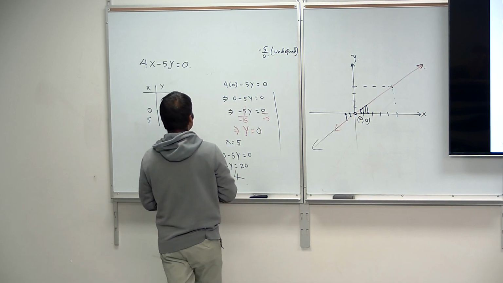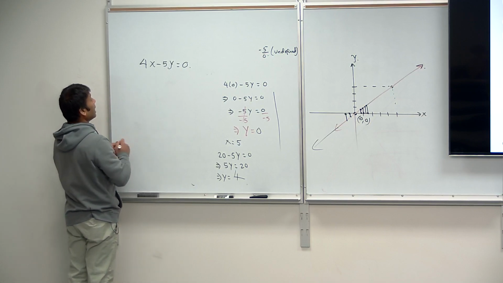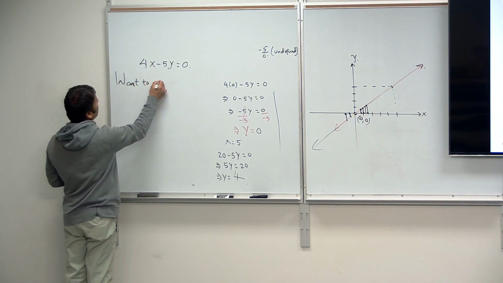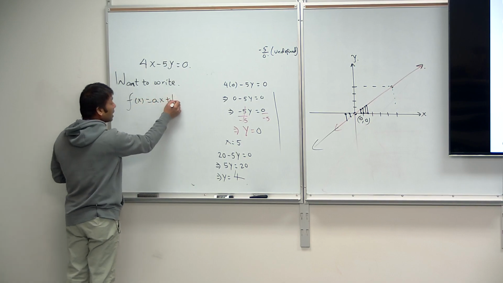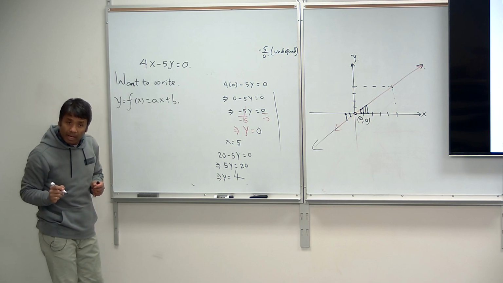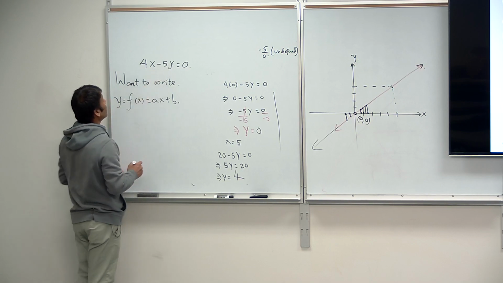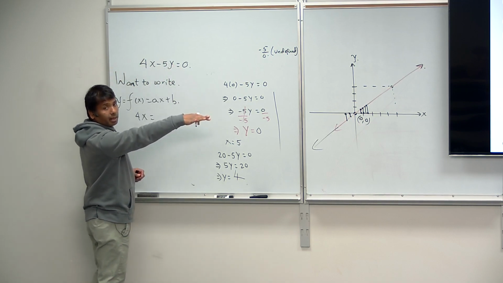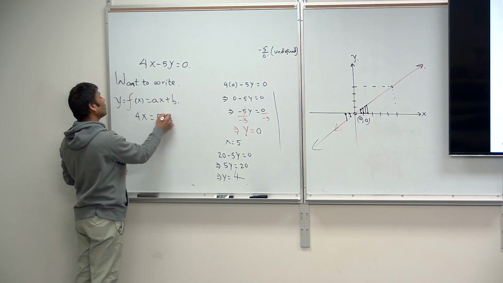Remember that? Now, let's say I want to write this in the form f(x) equal to ax plus b, or y equal to ax plus b, right? I want to solve for y. Are you with me? So if I move this to the right side, it will be what? 4x equal to 5y.